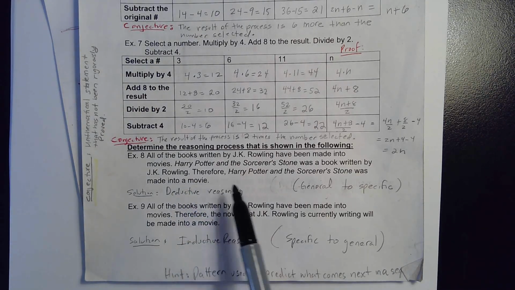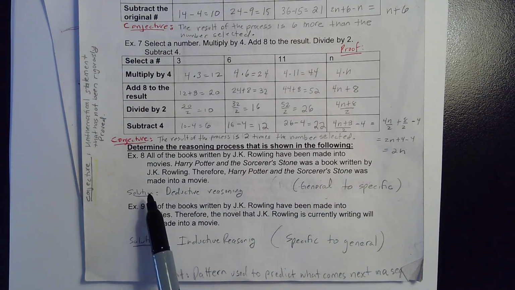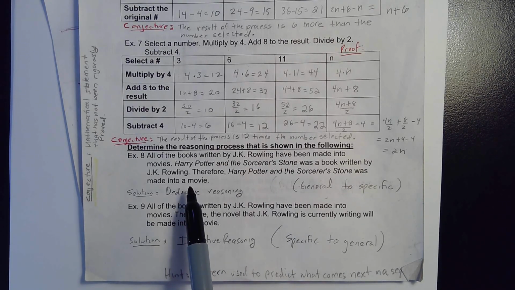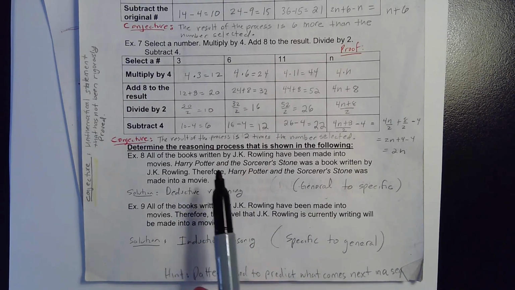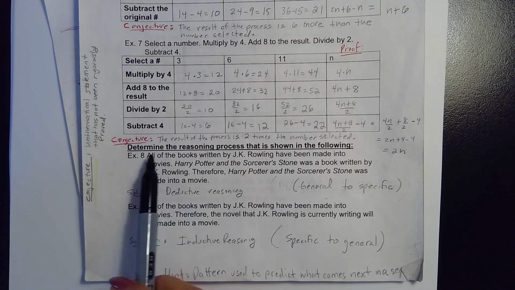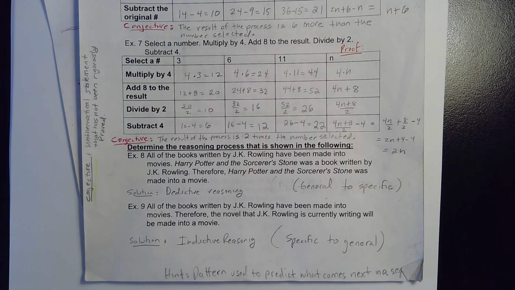Harry Potter and the Sorcerer's Stone was a book written by J.K. Rowling. Therefore, Harry Potter and the Sorcerer's Stone was made into a movie. So is this inductive or deductive? Remember, inductive is going from specific to general, and deductive is going from the general to the specific. Well, we're given general information, and then we want to apply that to a specific case, like that new book that he wrote, right? So this is going from the general to the specific, which makes it deductive reasoning.